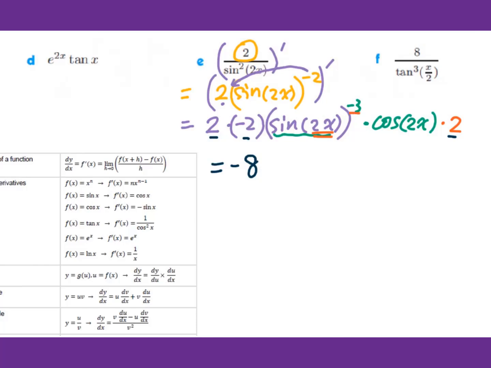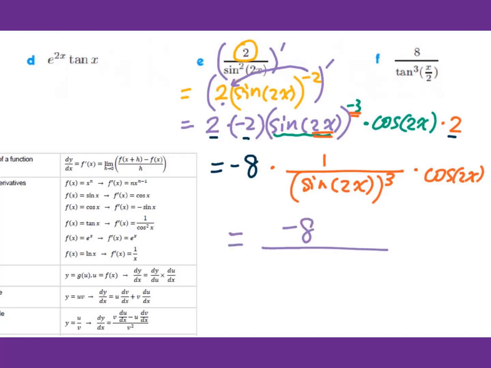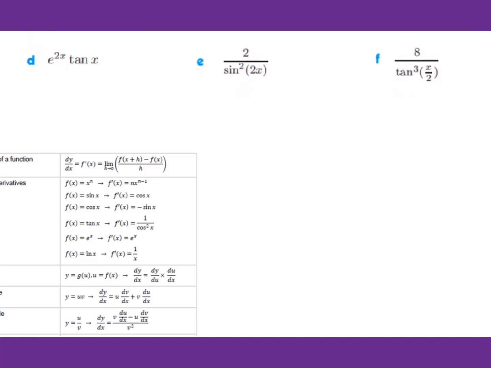Negative third power means denominator 1 over sine 2x, the third power, times cosine 2x. Therefore, you will get negative 8 cosine 2x over sine 2x, this is third power. Now let's go to the F.